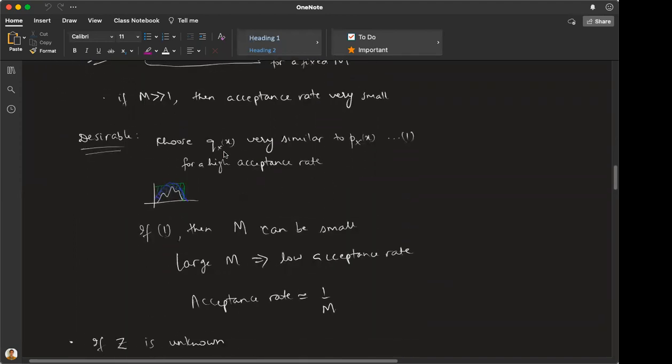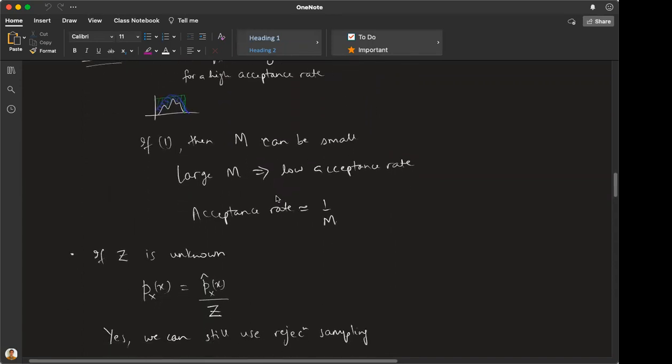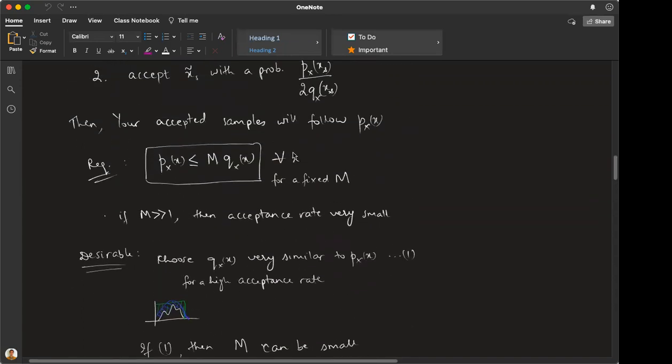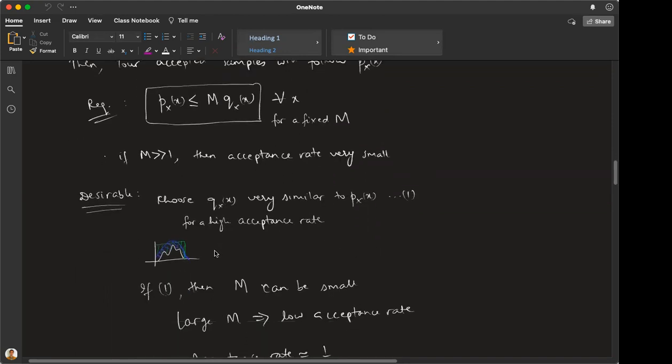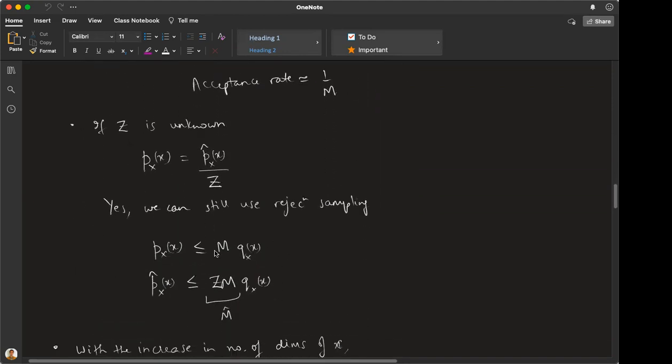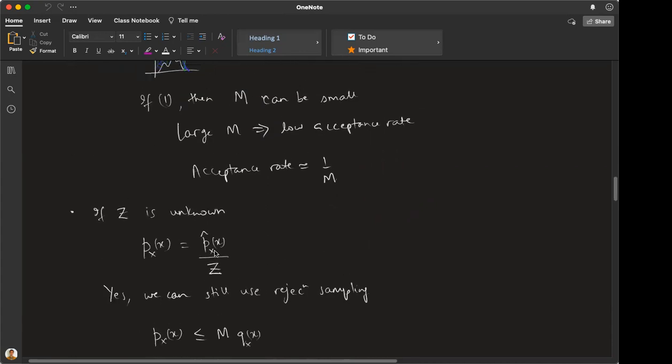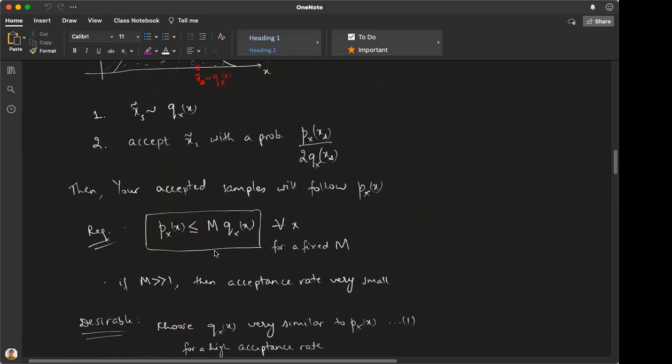And the form is very simple, that you have an acceptance criteria, that if you are, where is it? Did I write it somewhere?